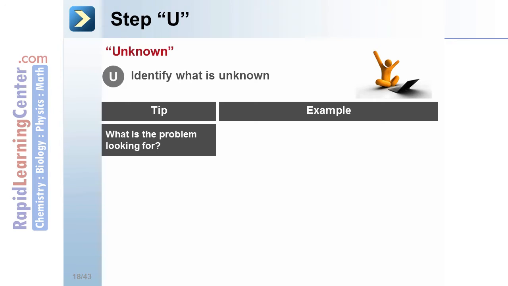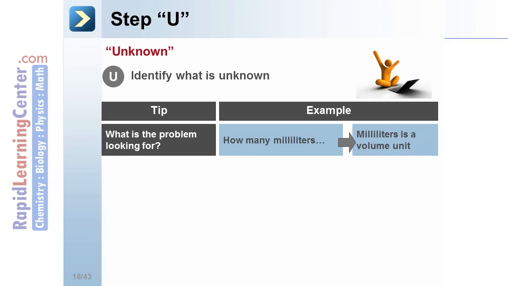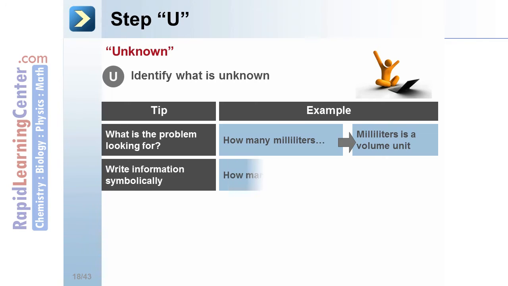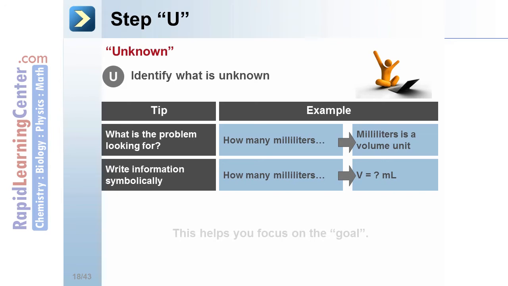The second step, U, is to identify the unknown. Look for words like how many or what to identify the question. For example, how many milliliters? The problem is looking for milliliters, which is a volume unit. Write information symbolically. For example, transform how many milliliters into volume equals unknown milliliters. Identifying the unknown early in the process helps you focus and work more efficiently.